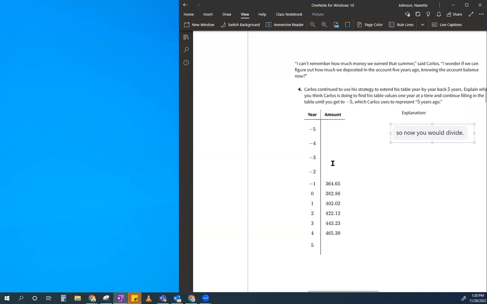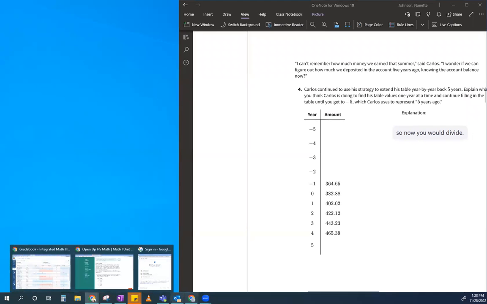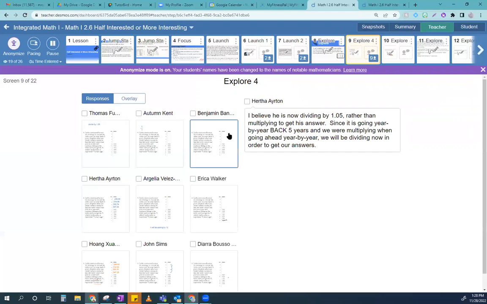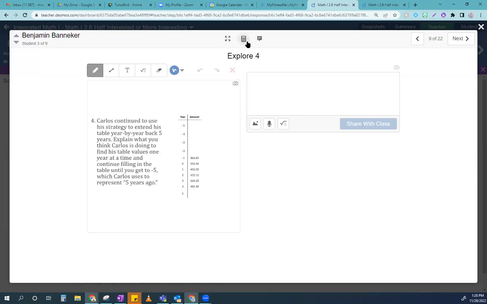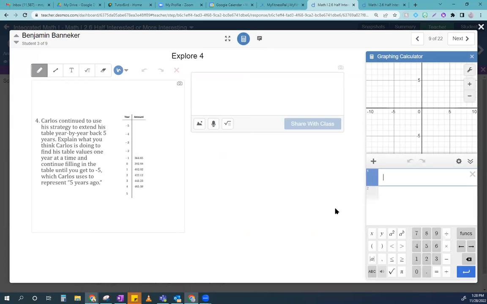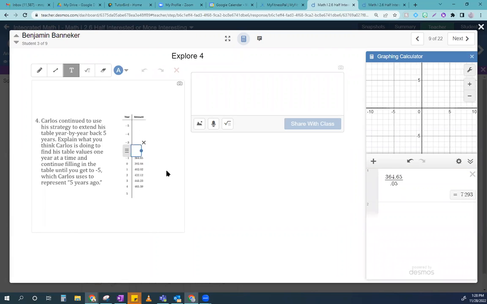Ms. Johnson, if I went backwards and divided, I'll do this on the calculator so you guys can all see what I'm talking about. Someone said, hey, Ms. Johnson, couldn't we just divide by 0.05? So here's $364.65. And if you divide it by 0.05, right? That's $7,293. Does that make sense? Look at these numbers. Does it make sense for an account to go from $7,293 one year, and then it drops to $364.65? Does that make sense?